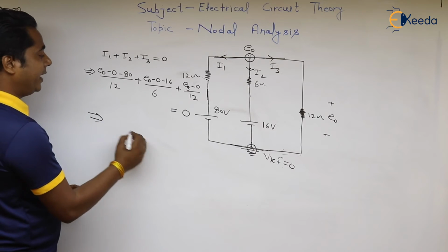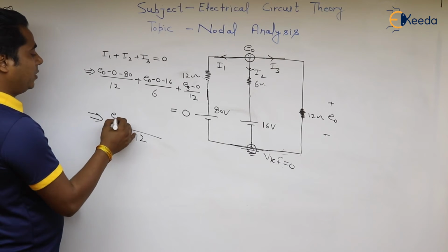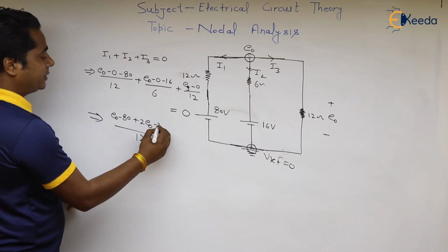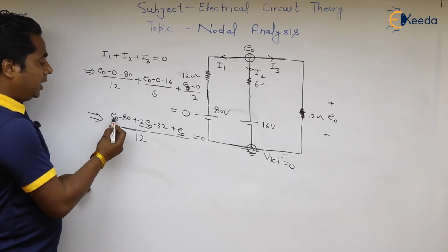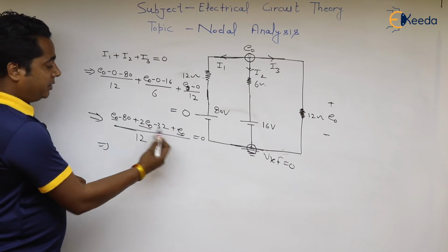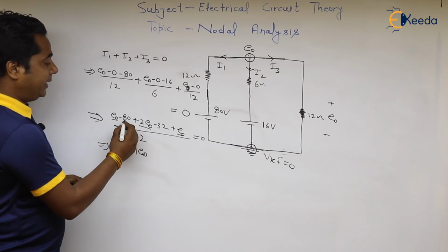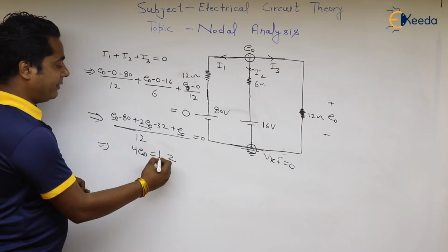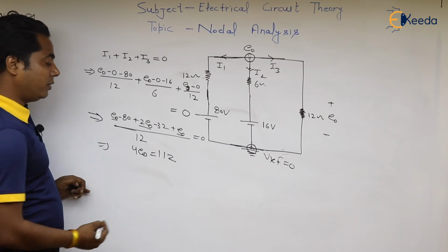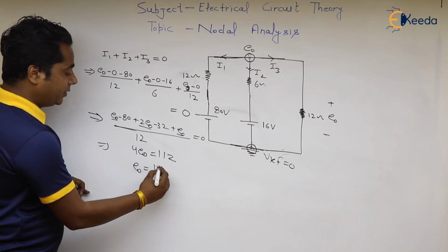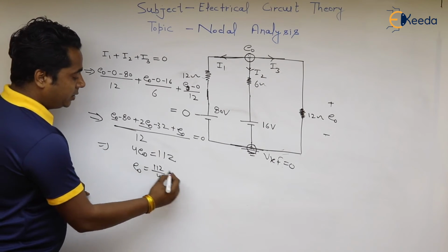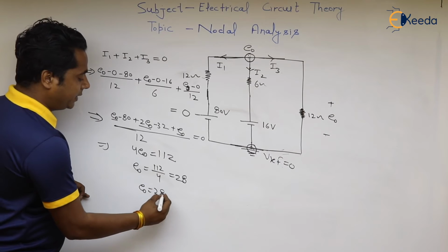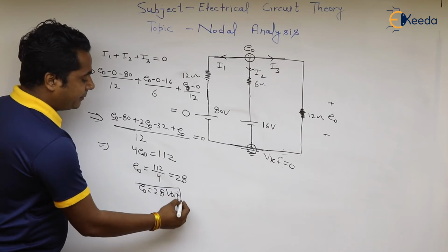So taking the LCM 12, it will be E naught minus 80, plus 2 E naught minus 32, plus E naught. This is 4 E naught minus 80 minus 32 is equal to 0. So 4 E naught is equal to 112, and the E naught value is equal to 112 upon 4, which means 28 volt. So E naught value will be 28 volt. So this was the first example.